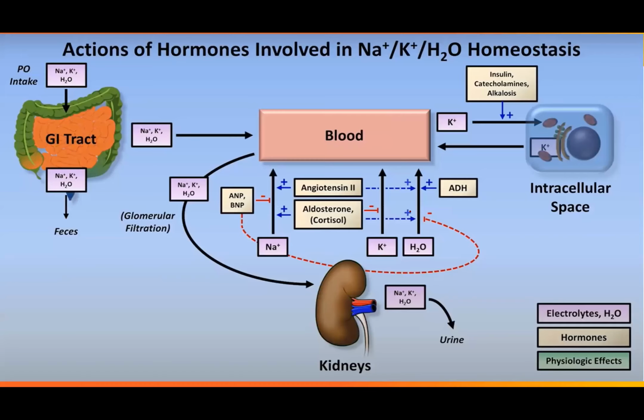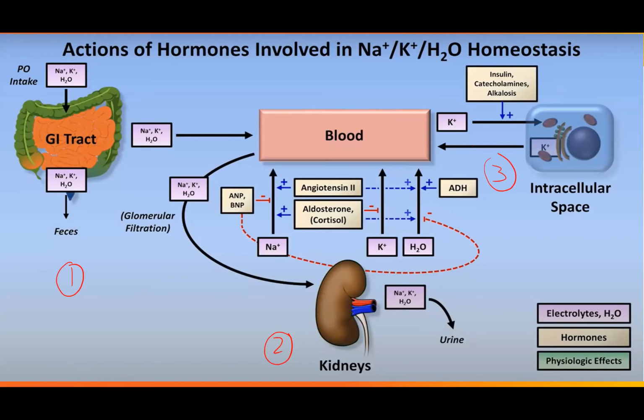Now come back to this. This is a very central diagram. If you understand this, you will be able to understand. Now, the GI tract, we know that is one area where potassium is handled. The kidney is the other area where it is handled. And the third one is the transmembrane shifts.